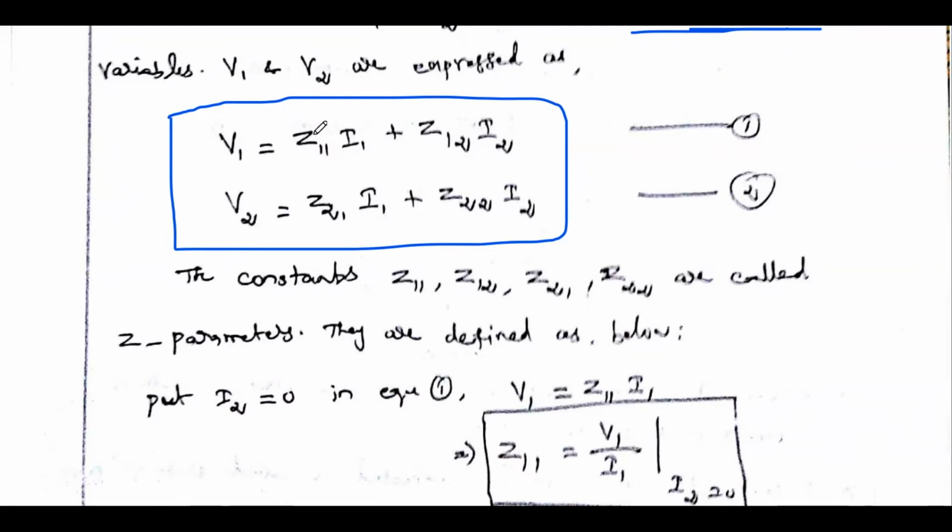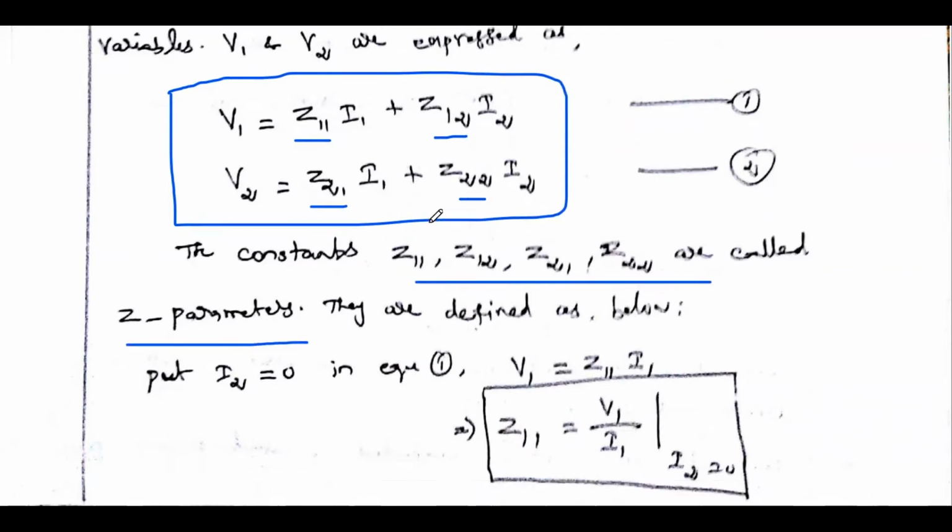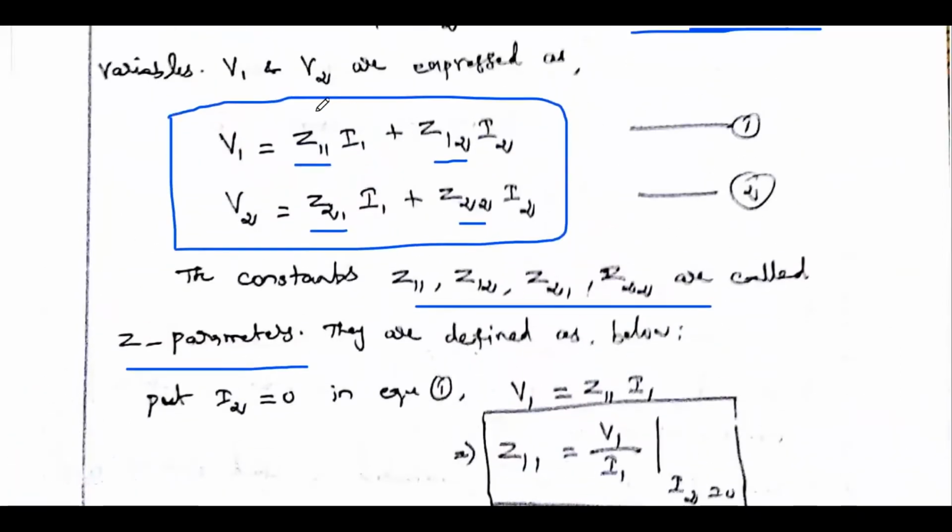And in this, Z11, Z12, Z21, and Z22, these four things are called the Z parameters. In these two equations, the constants Z11, Z12, Z21, Z22 are called the Z parameters. So now we are going to define these four parameters. In order to define them, we have to consider two cases.